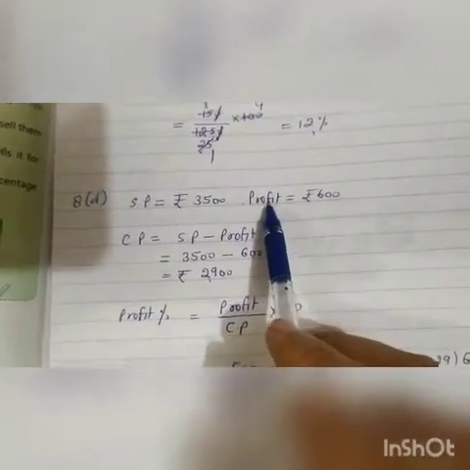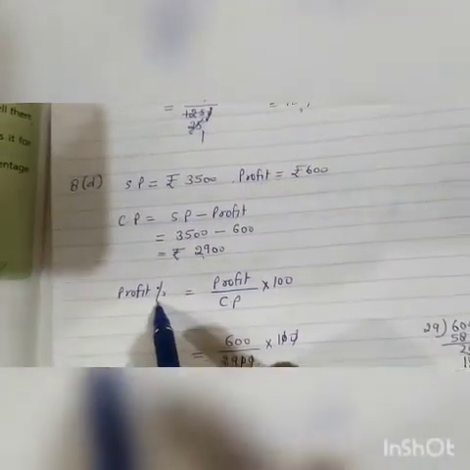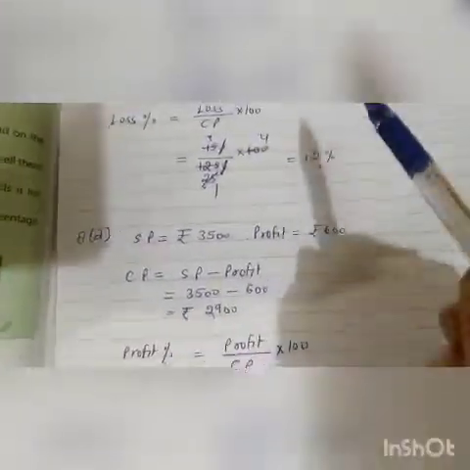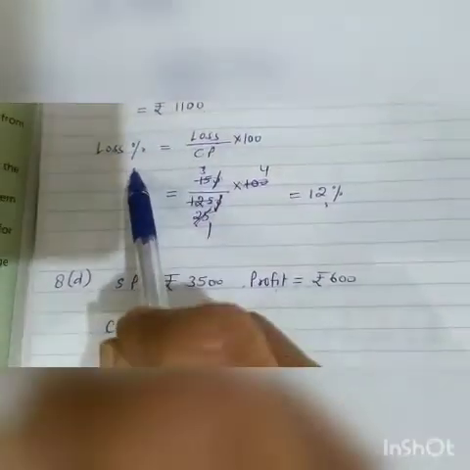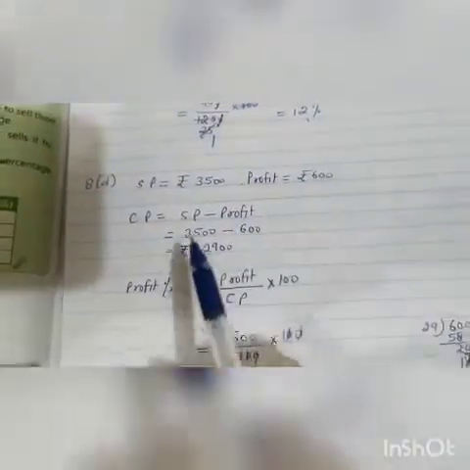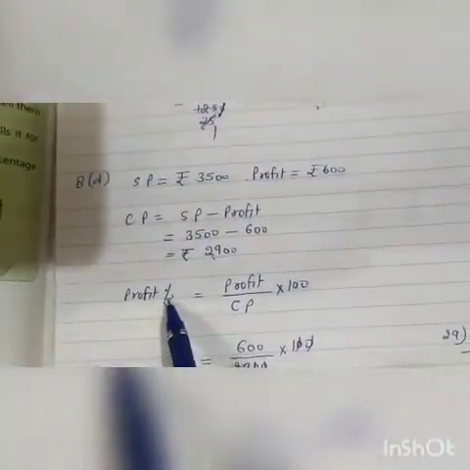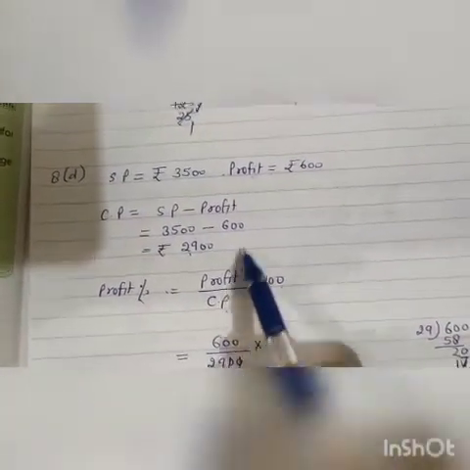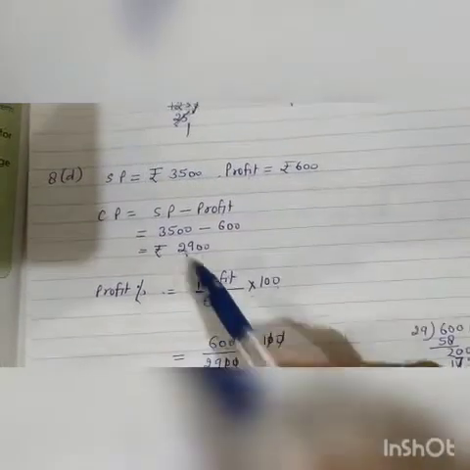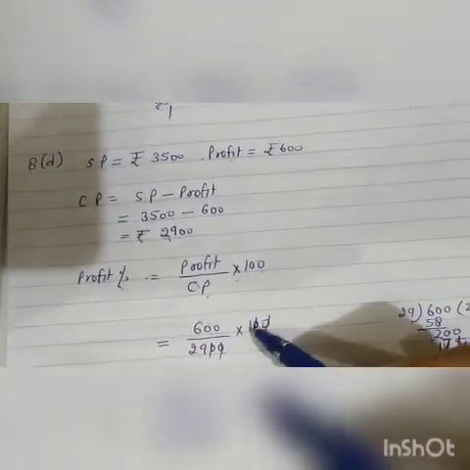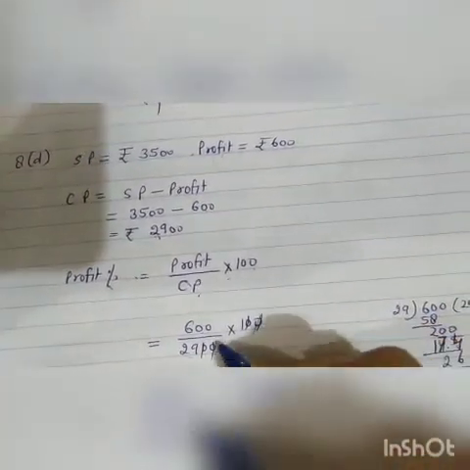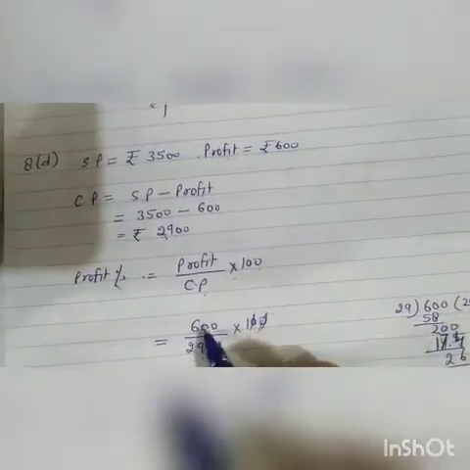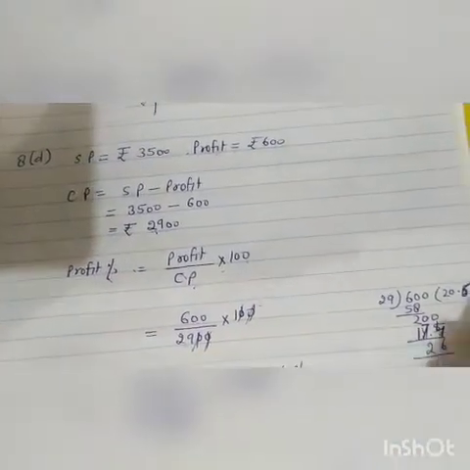Now accordingly, here it is profit, so we will find profit percent, not loss percent. If loss is given, then we will find loss percent. If profit is given, we will find profit percent. Profit percent is equal to profit upon CP into 100. Profit is 600, CP is 2900, into 100. 0, 0 cancel, 0, 0 cancel. Then 600 upon 29.